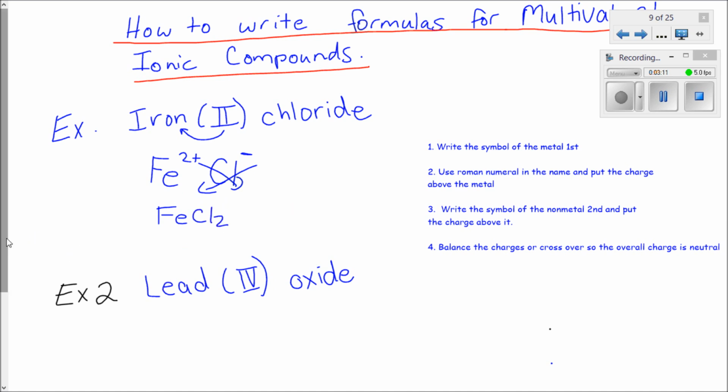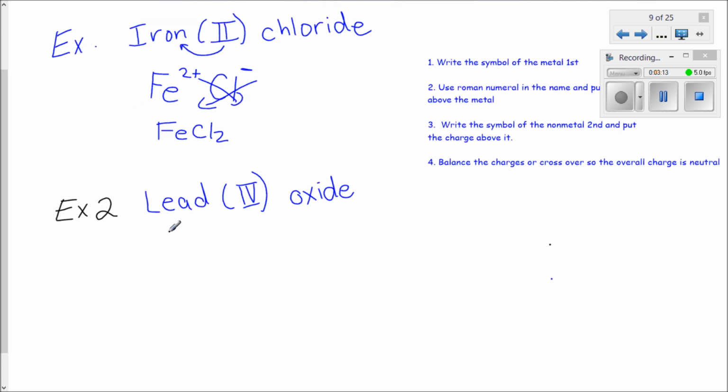So let's try lead 4 oxide. So again, we find the symbol for lead on our periodic table. It might be hard to find, but you can find it. It's Pb. It tells me its charge. It's 4 plus. We look at oxygen on the periodic table. It's located in group 6A or group 16. And it's got a 2 negative charge. Nonmetals cannot have multiple charges.